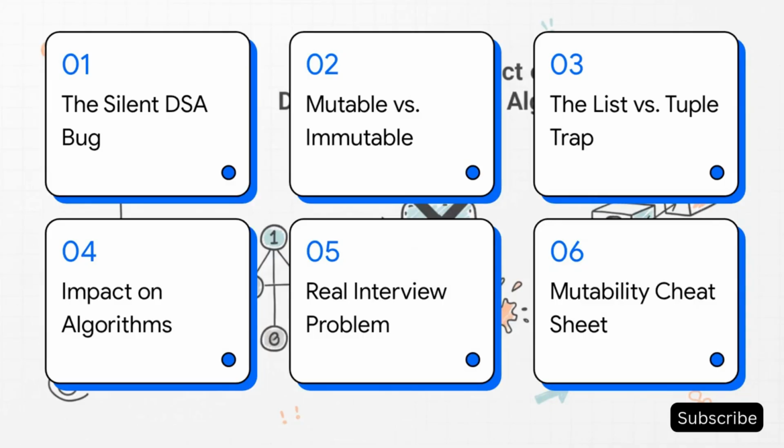First, we'll look at why this bug is so sneaky. Then, we'll get our definition straight before diving into the classic list versus tuple trap. We'll see how it wreaks havoc in real algorithms, solve an actual interview problem, and wrap it all up with a cheat sheet you can take with you.